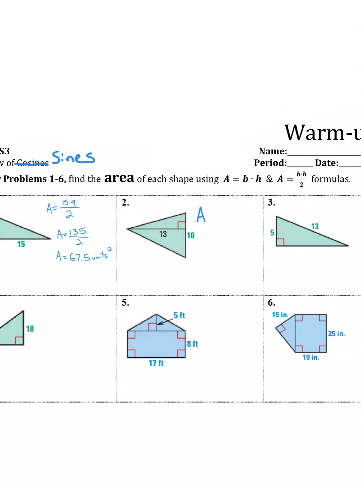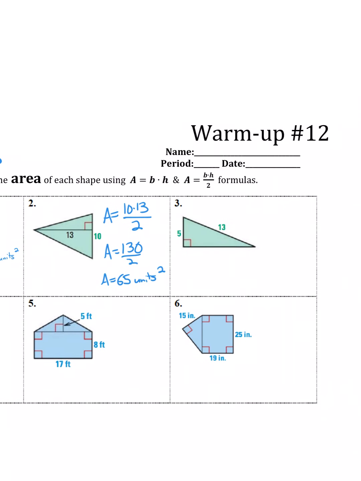Problem number 2, very similar. Base times height, 10 times 13, divided by 2. 10 times 13 is 130. 130 divided by 2 is 65. And again, we'll just write it down as units squared, since there weren't any units associated with it.